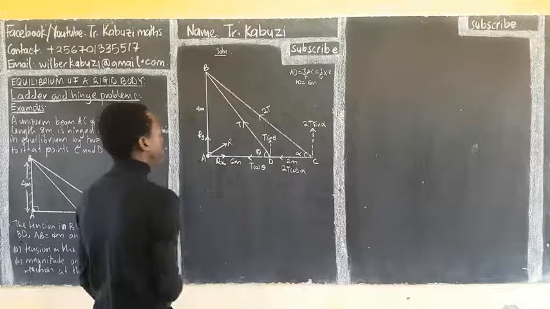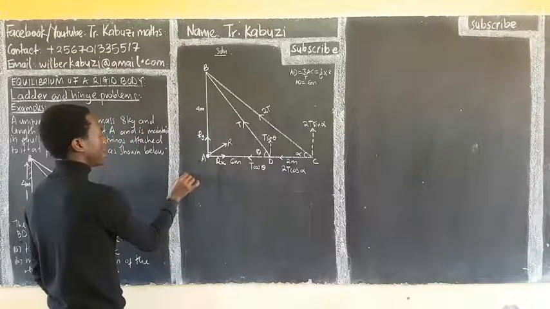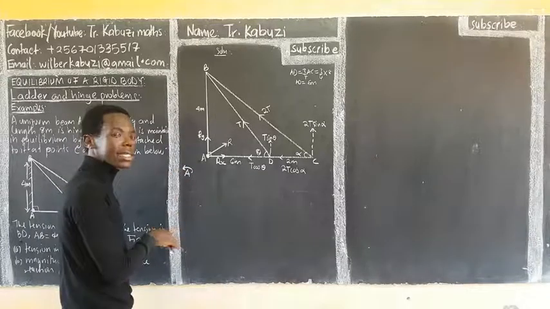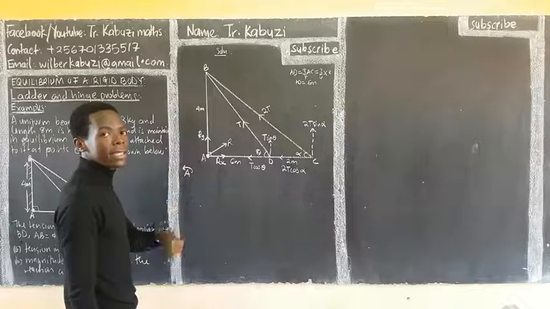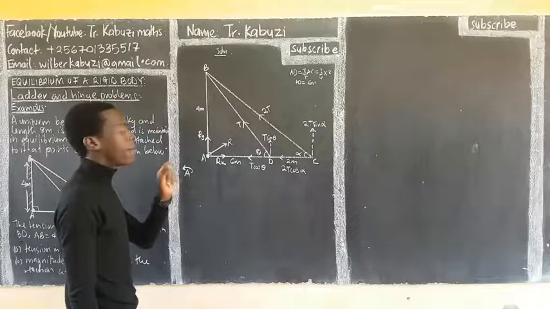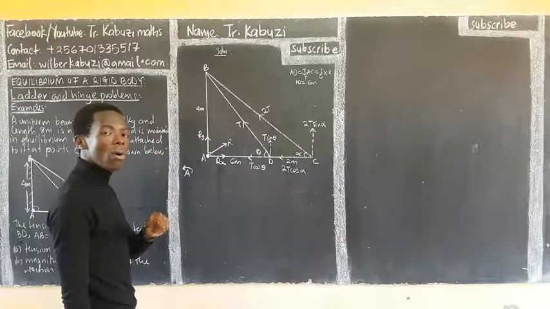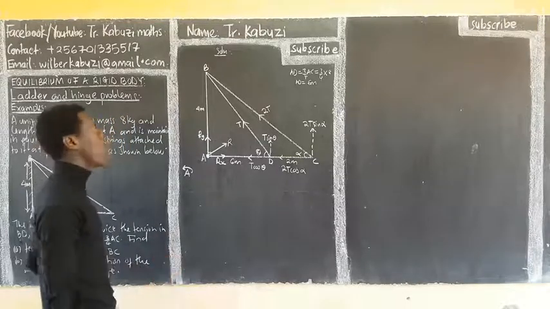So, to get the tension in the string now, I'm going to take moments at A. Why? Because at A there are many forces. If you take moments where there are many forces, all those forces' moments are going to be zero, because they have no perpendicular distance. So they don't have a perpendicular distance, it will be 0.